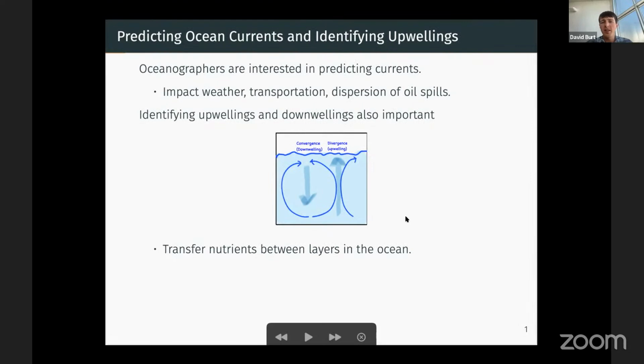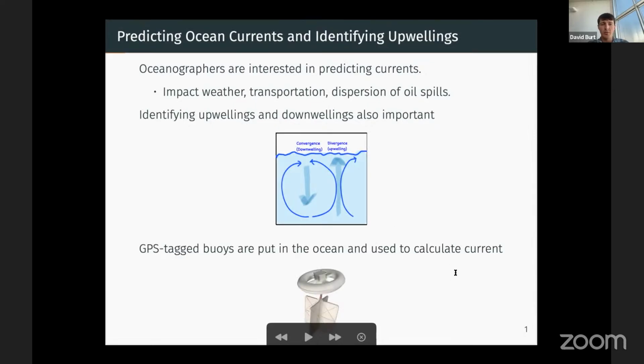One reason we're interested in this is because we get this kind of transfer from ocean water at the bottom to the top when we have an upwelling, or vice versa. These transfer nutrients between layers in the ocean, and so they can be important for things like fish harvests and transport of gases between layers in the ocean.